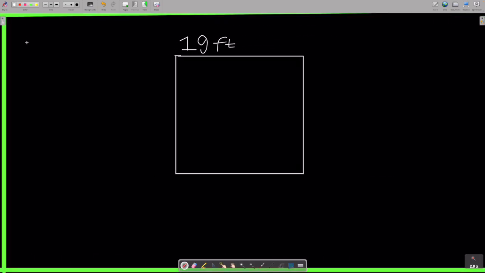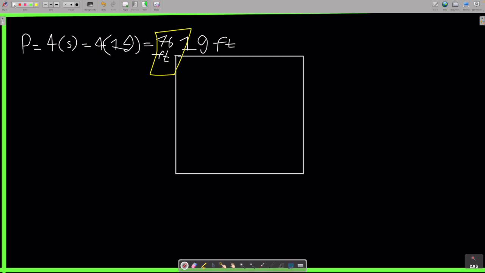Let's try the last polygon, which is a square. Now, the formula for the perimeter of a square is just 4 times one of its sides. So we know that one of its sides, this is the side, is 19. So 4 times 19 is equal to 76 feet. So the answer is 76 feet. It's that simple. Just multiply one of the sides by 4.